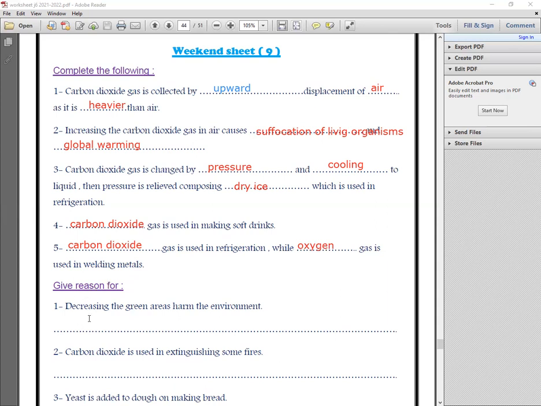Give reason, number 1: decreasing the green areas harms the environment. Why? If we decrease the green areas or remove forests, why does this harm the environment? Because it will increase the percentage of carbon dioxide gas.